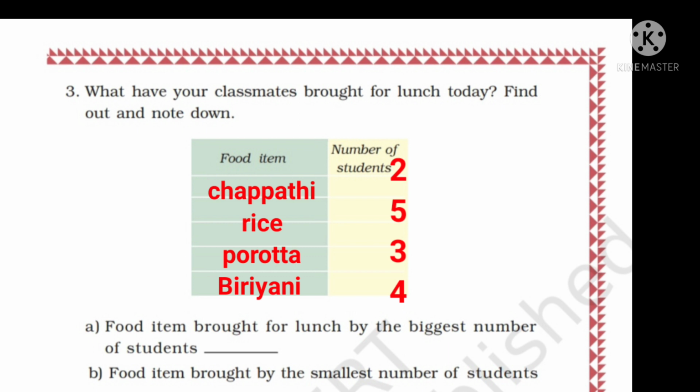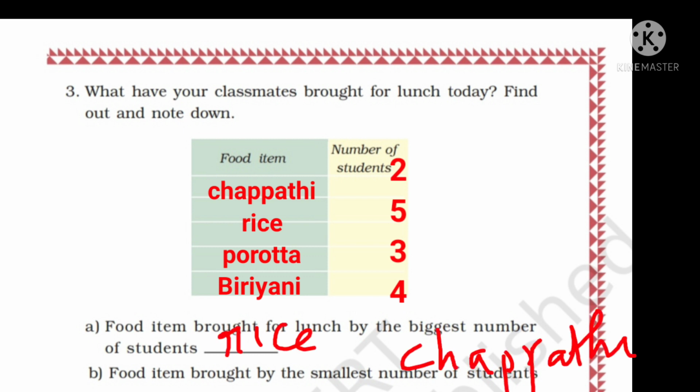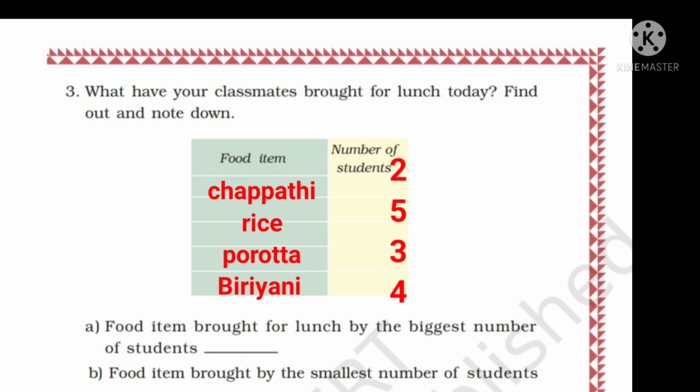The food item brought for lunch by the biggest number of students is rice. 5 students brought rice today. The food item brought by the smallest number of students is chapati. 2 students brought chapati today.